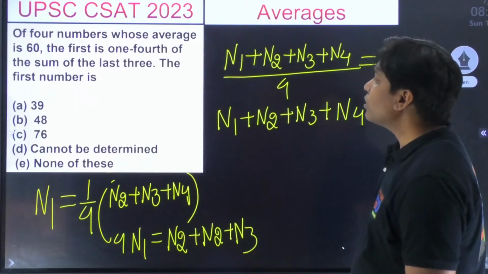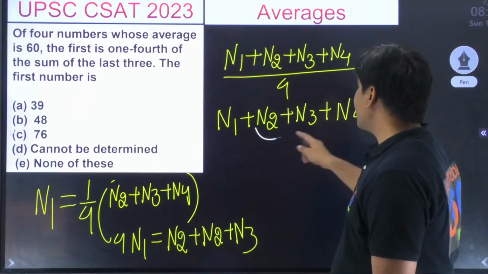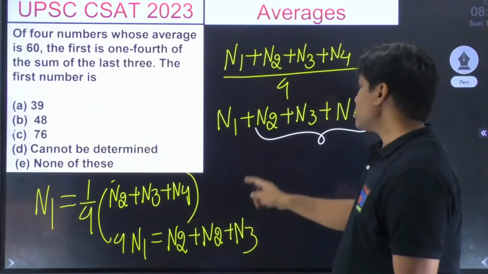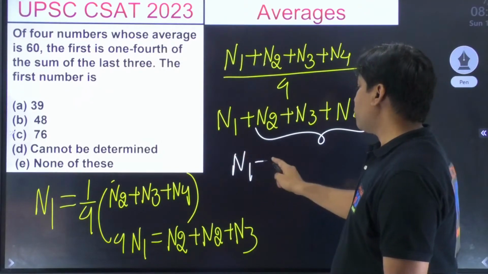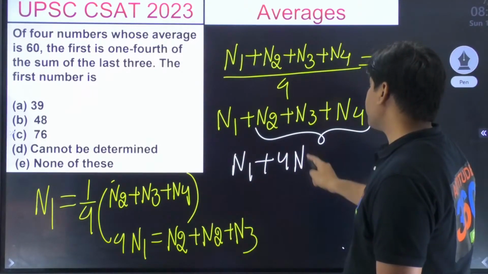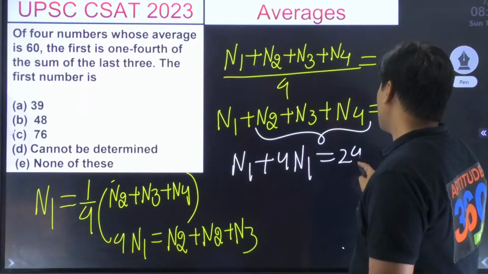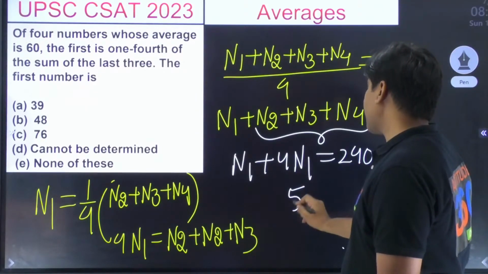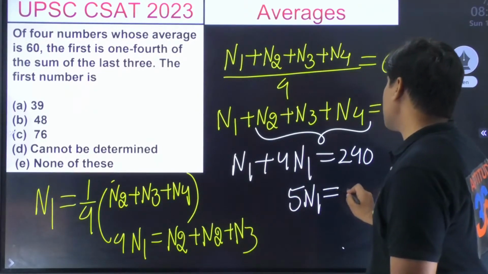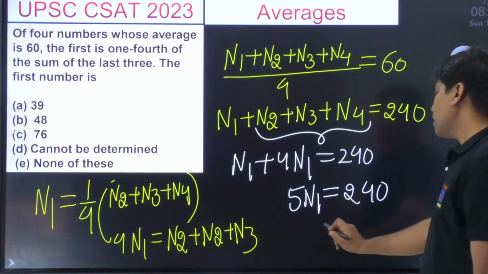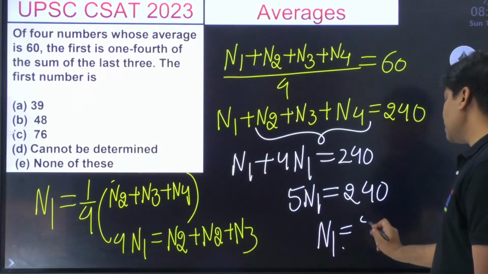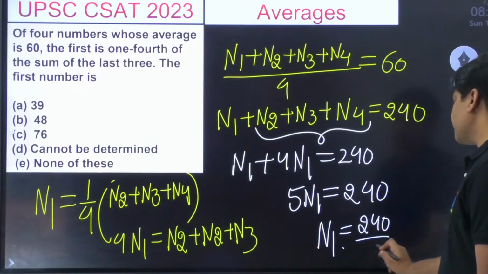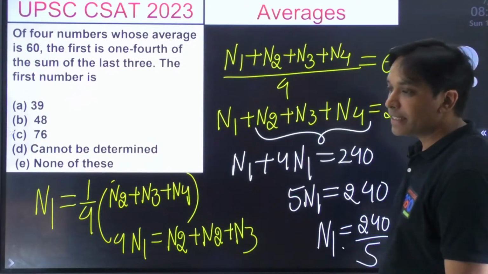Now what do we have to find out here? The first number, and this entire thing you just found out is equal to 4 times the first number. So 5 times the first number is 240. What is the first number? 240 divided by 5, 48 is the right answer.